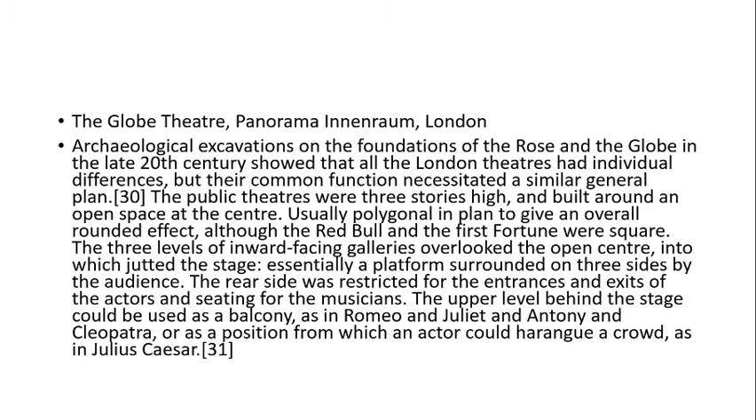showed that all the London theatres had individual differences, but their common function necessitated a similar general plan. The public theatres were three stories high and built around an open space at the center, usually polygonal in plan to give an overall rounded effect, although the Red Bull and the first Fortune were square. Okay, so some theatres were square and some theatres were round.